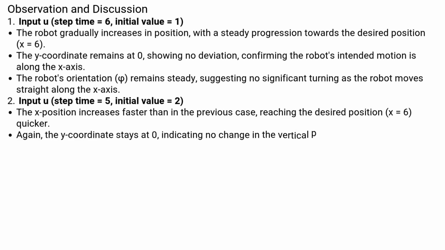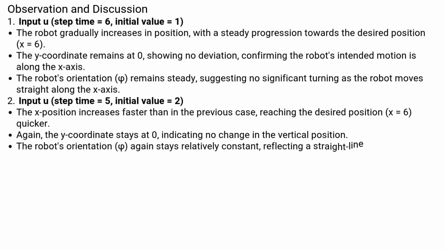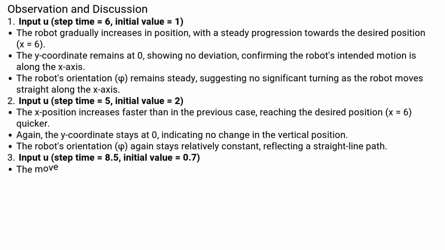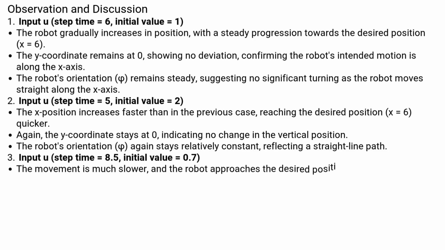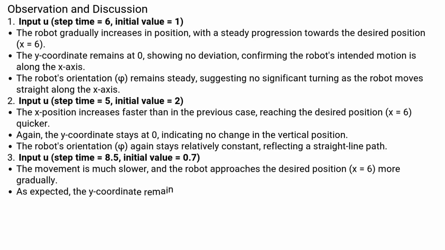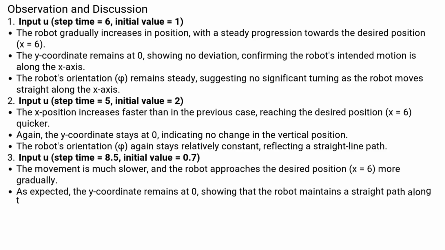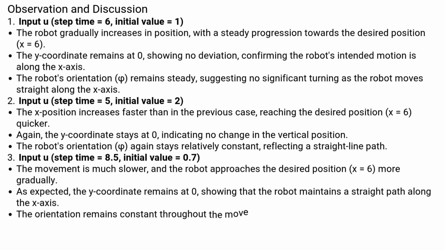And we go to the input u step time 5, initial value 2. The x position increased faster than in the previous case, reaching the desired position x equal to 6 more quickly. Again, the y coordinate stays at 0, and the robot's orientation stays relatively constant, reflecting a straight line path.